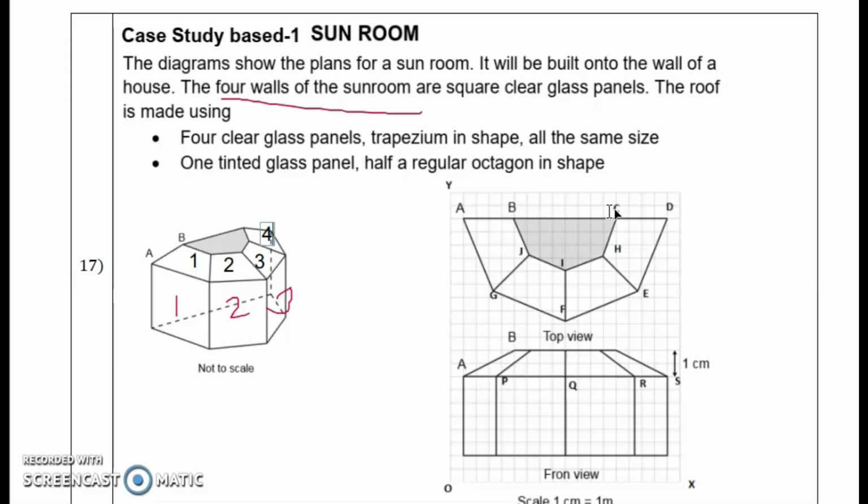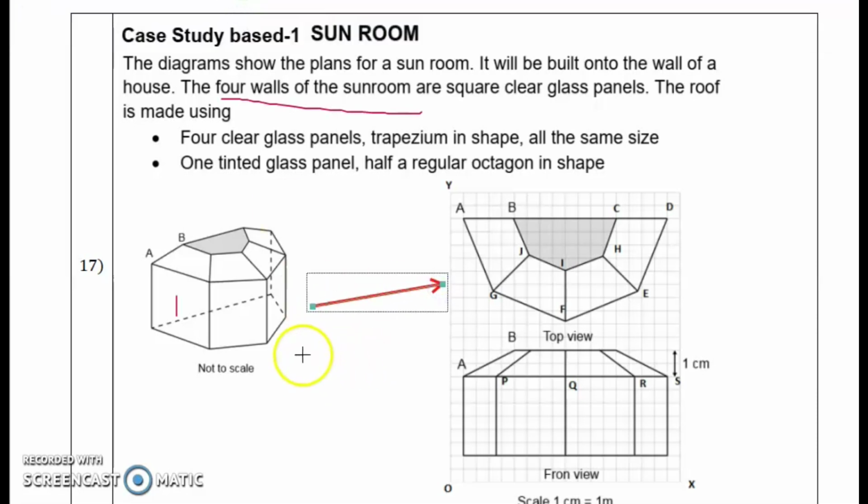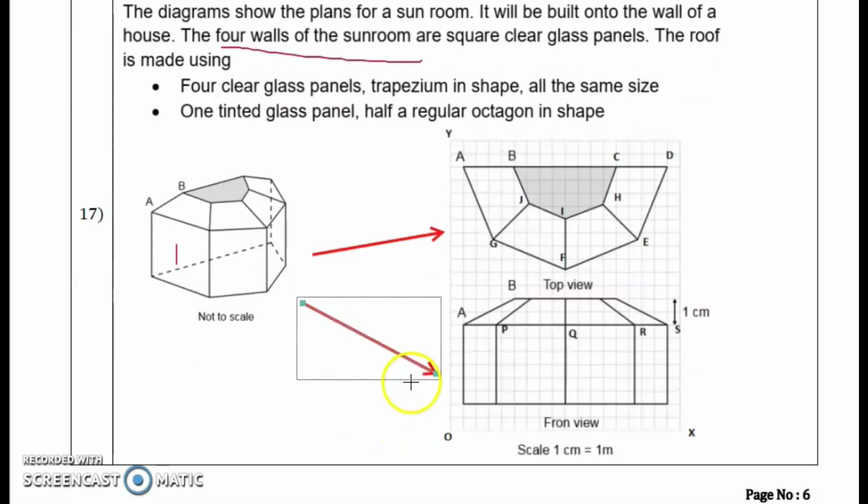One tinted glass panel is half a regular octagon in shape. You see here, this is half of a regular octagon. If you complete this, it is going to be a full regular octagon. The same diagram has been given as a top view as well as a front view.